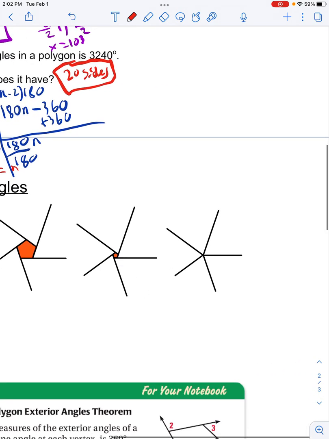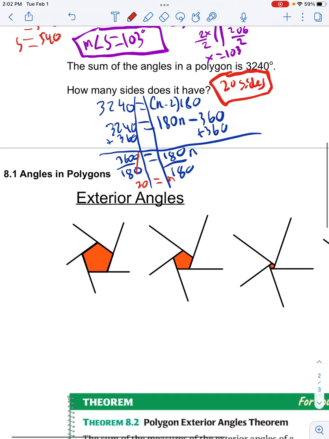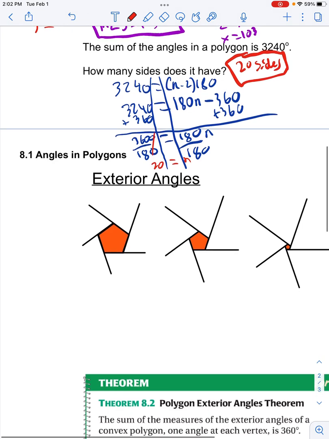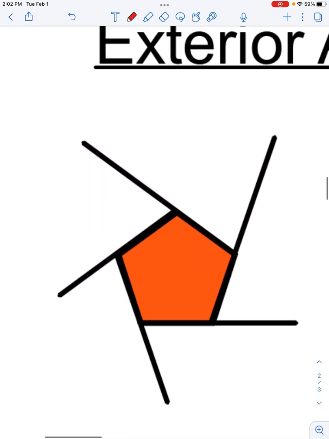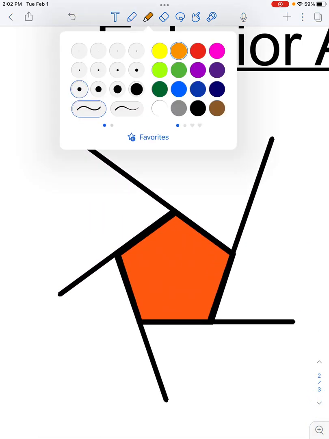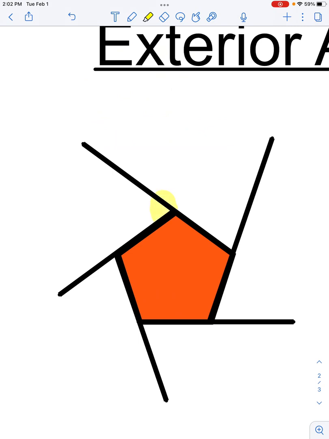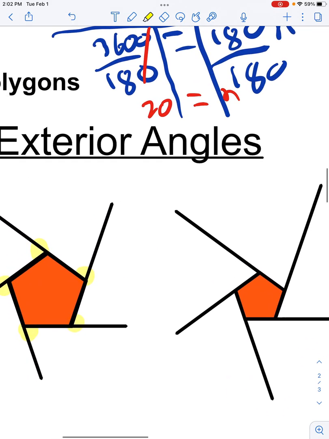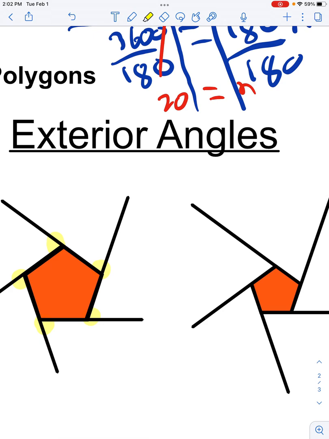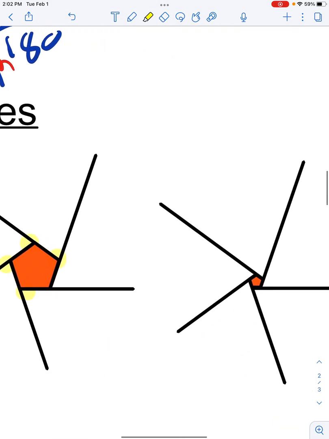All right. So this is an example of what an exterior angle would be. It's kind of like you extend the line forever. So this is the exterior angle, this is an exterior angle, this is an exterior angle, this is an exterior angle, and this is an exterior angle. So you can see how the angles can change depending on the size of the shape.